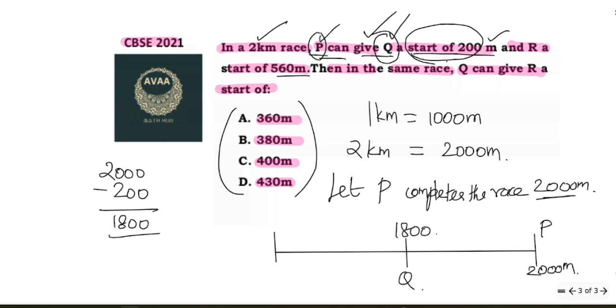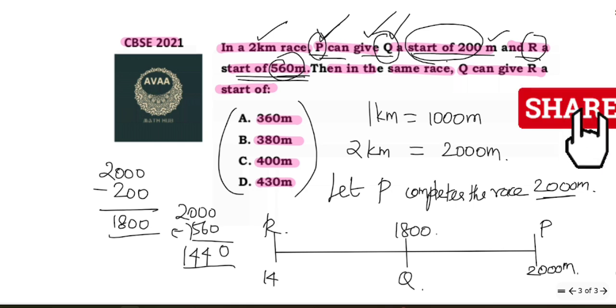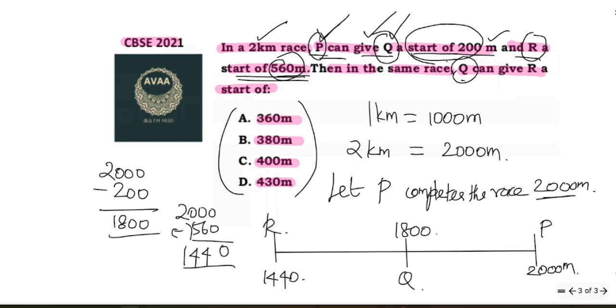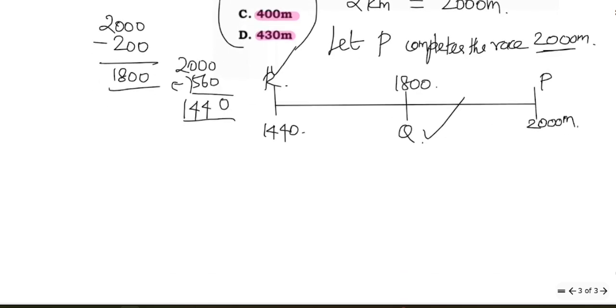Now again, R a start of 560 meter, meaning P is leading our R by 560 meters. We need to subtract 560 from our 2000. That is the meaning. So if we do the subtraction, we are getting 1440. So this is our R. Now the question is about Q. Q can give R a start of, meaning Q is leading our R by how many meters? That we should know.